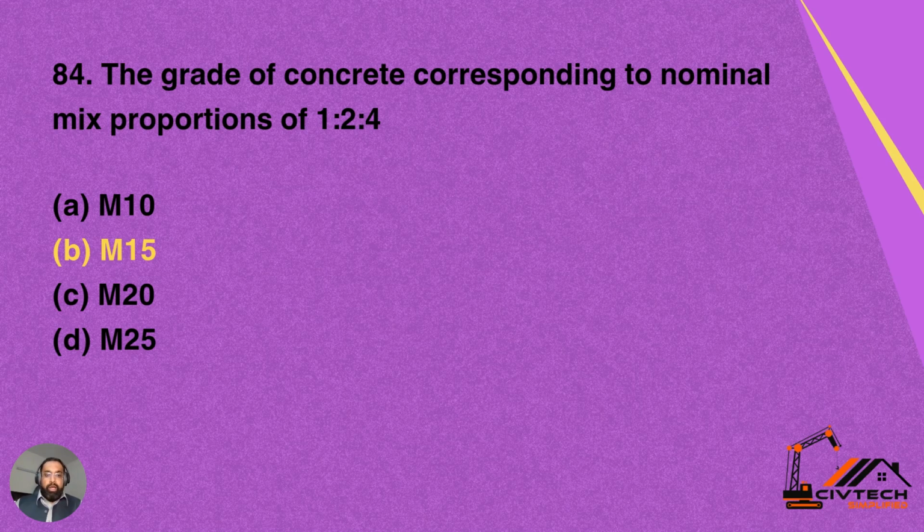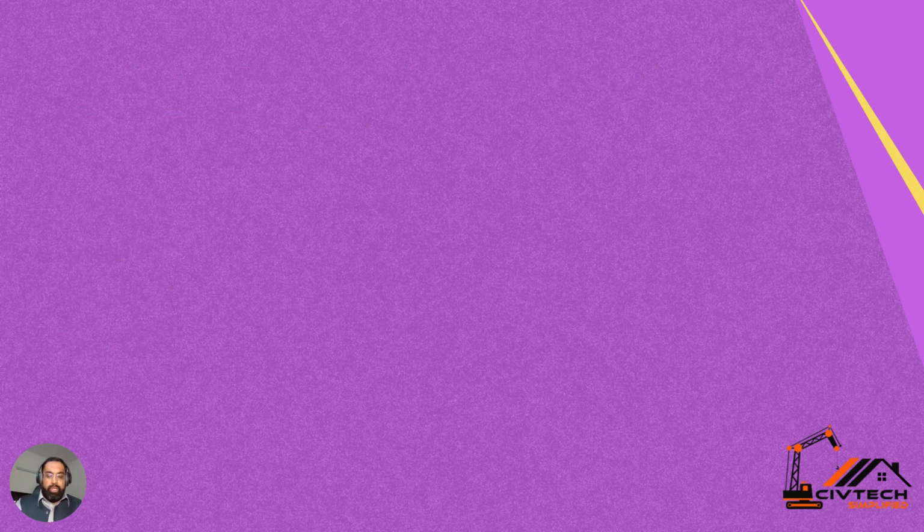Question 84. The grade of concrete corresponding to nominal mix proportion of 1:4. So 1:4 we already discussed. For M15 it's 1:4. So for 1:4 it's M15 definitely. Option A is M10, option B is M15, option C is M20, option D is M25. The correct answer for this question is B, M15.